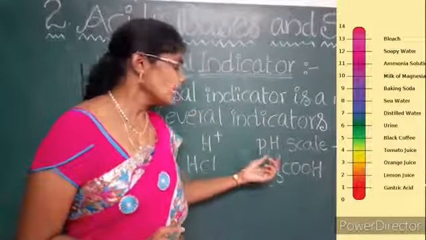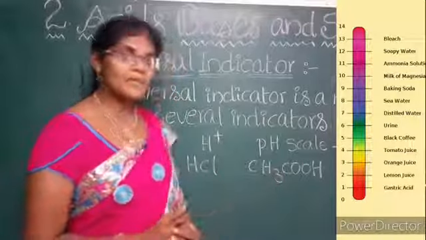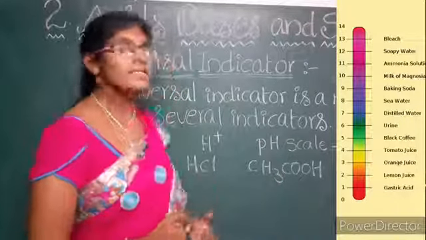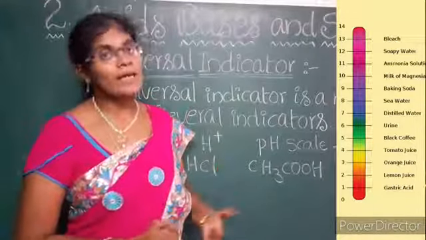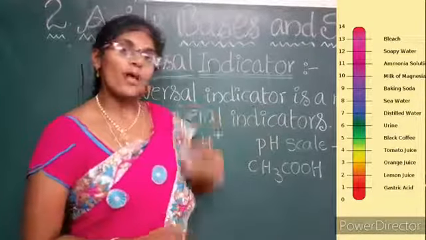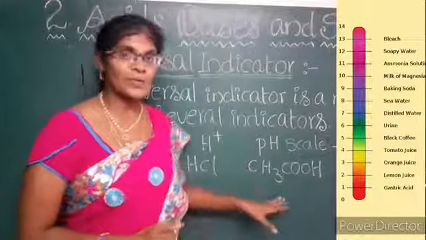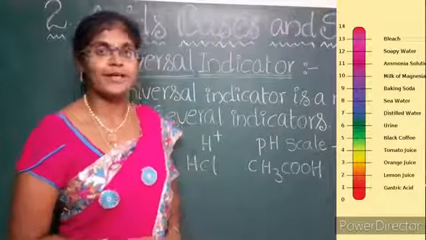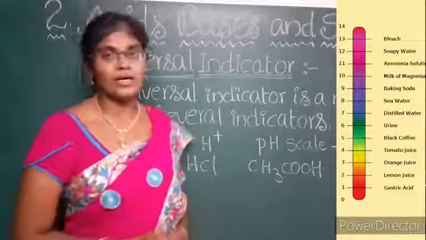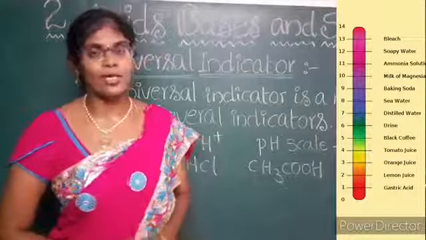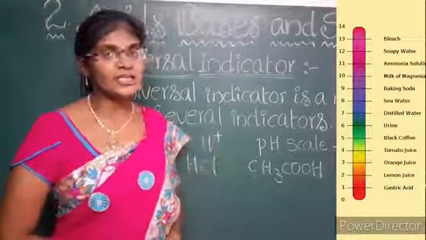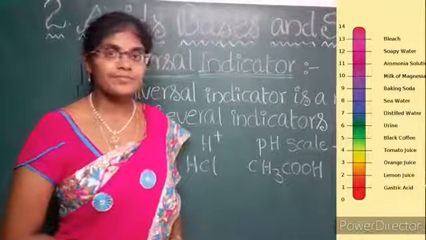Children, take pH paper and dip the pH paper in HCl solution, means hydrochloric acid solution. It turns red. And take one more pH paper and dip it into acetic acid solution. So it turns light yellow. Here both are acids and we have taken only pH paper. But why did the color change in these two cases?